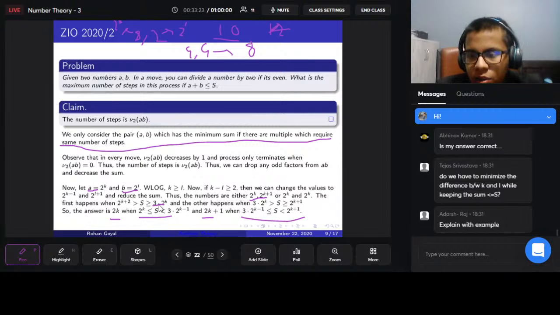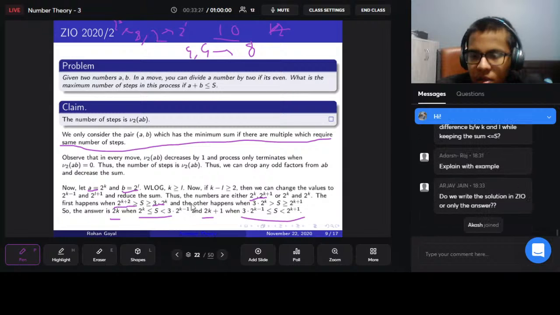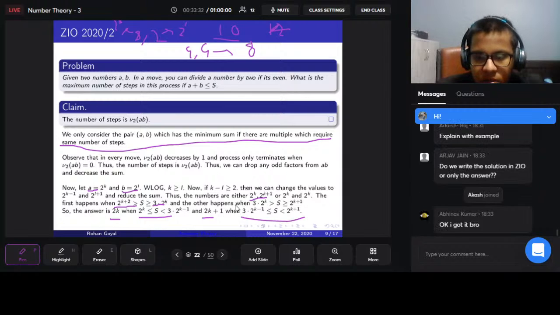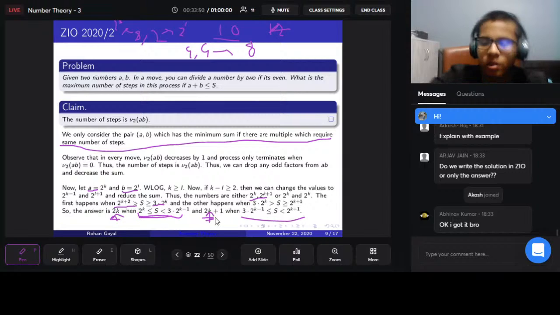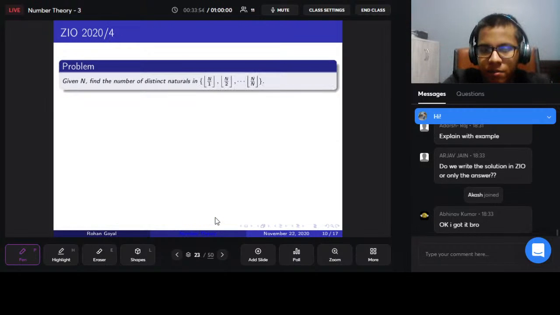In which case can we go for either of these? We can just analyze the sum. You have to only write the answer. So in each case we consider, we get these as the answers. So you just have to check where s lies and output 2k or 2k plus 1 accordingly. Okay, I think everyone got it. We'll move on to another problem.